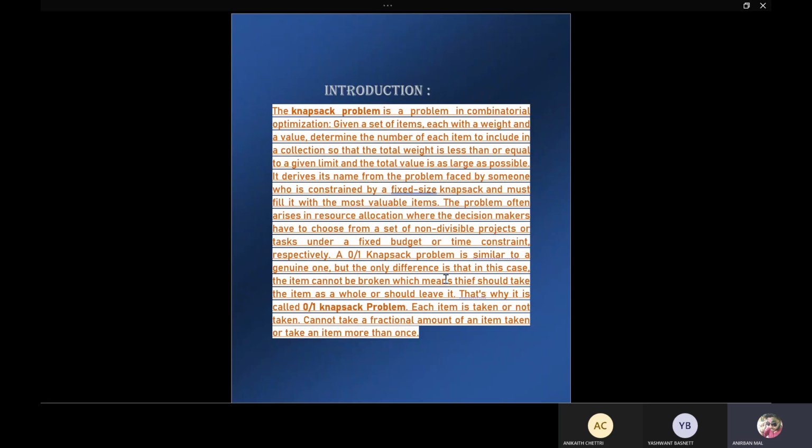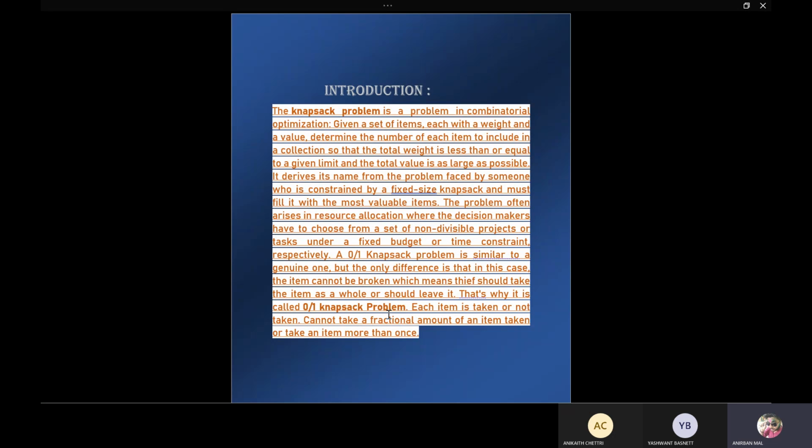As it has been said, the knapsack problem is a problem in combinatorial optimization. Given a set of items, each with a weight and a value, determine the number of each item to include in a collection so that the total weight is less than or equal to a given limit, and the total value is as large as possible. It derives its name from the problem faced by someone who is constrained by a fixed-size knapsack and must fill it with the most valuable items. The problem often arises in resource allocation, where decision makers have to choose from a set of non-divisible projects or tasks under a fixed budget or time constraint, respectively.